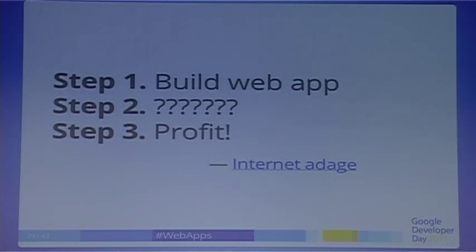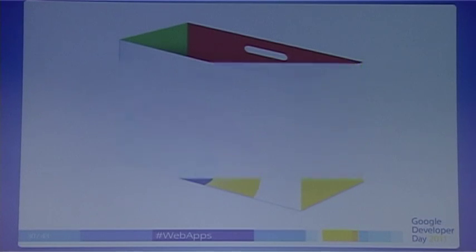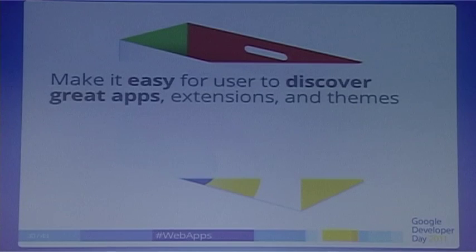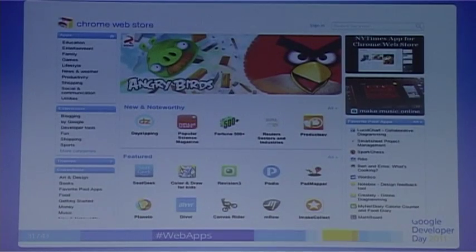So, okay, now you have the great web app. And what do you do with that? Somehow, it would be nice to get some profits out of it, but the second step is, well, there is the Chrome Web Store. I don't know if the Chrome Web Store has monetization in the check yet, but it makes it easier to discover great apps, extensions, and themes. It's basically free advertising, and it makes it easy for developers to get your app out there in the web store for all the Chrome users out there. So here we have the Chrome Web Store with Angry Birds and other applications.